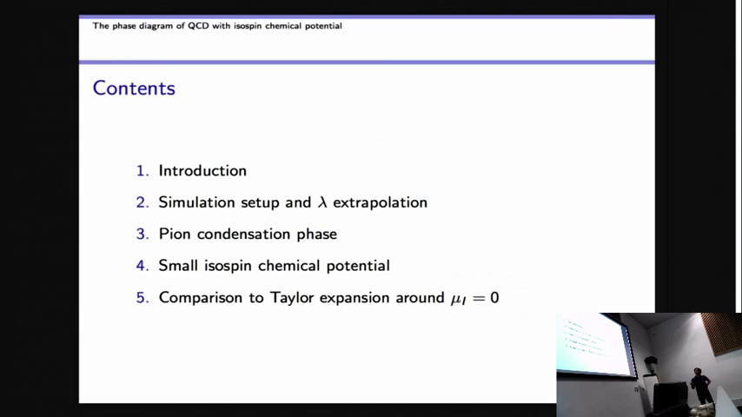I would like to start with an introduction into the topic, a very short one, before I talk about our simulation setup and introduce these infamous lambda extrapolations. Then I will come to the physics result, where we look at the phase transition to this pion condensation phase. And then I will be talking about the small isospin region, where we're looking at the crossover when we turn on the isospin chemical potential. And then I will say a few words about the comparison of our results to Taylor expansions.